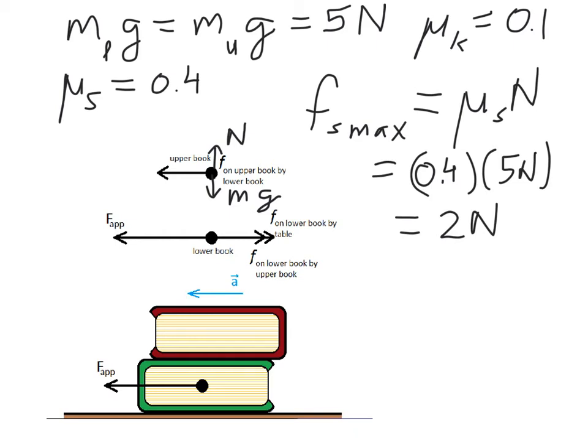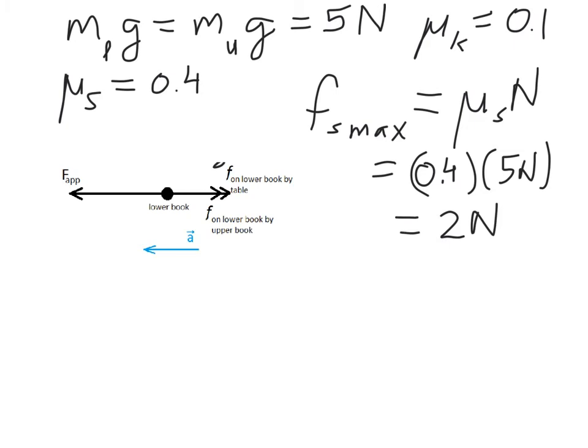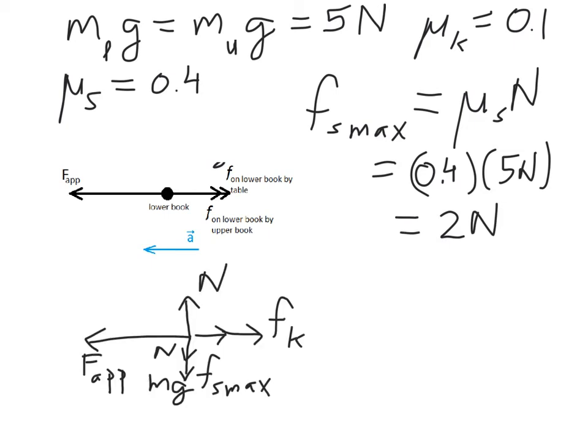Now let us focus on the lower book and draw a more detailed free body diagram. Now, due to lack of space, I haven't labeled things clearly, but let us explain. So we have the applied force, we have the static frictional force, pointing to the right over here, which is due to the upper book on the lower book. We have the kinetic frictional force, which is due to the table on the lower book. We have the weight of the book, and we have two normal forces. This is the normal force of the table on the lower book, and this is the normal force of the upper book on the lower book.